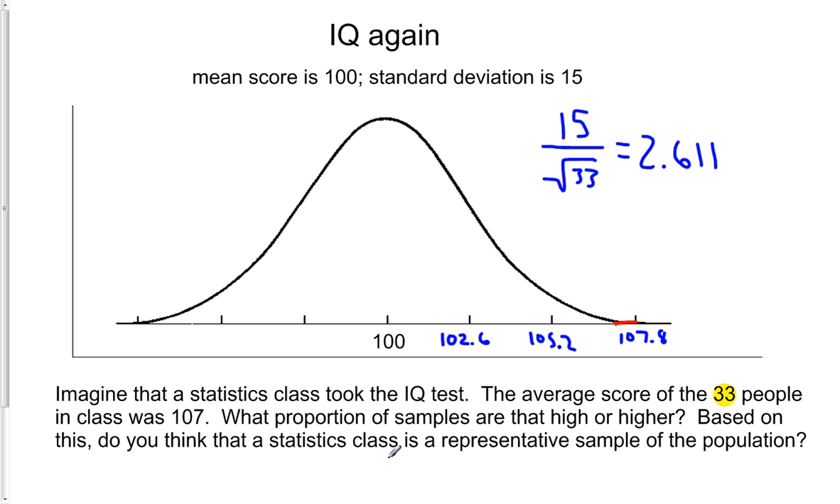Based on this, do you think a statistics class is a representative sample of the population? Well, we're going to have to find the area under the curve first. So the area under the curve we can clearly tell is going to be very small, even smaller than the last one. But we do need a z-score before we can continue. So let's calculate our z-score. It's going to be the x value. So the x value is 107. We're going to subtract our mean of 100. And we're going to divide by our standard deviation that we just got of 2.611.